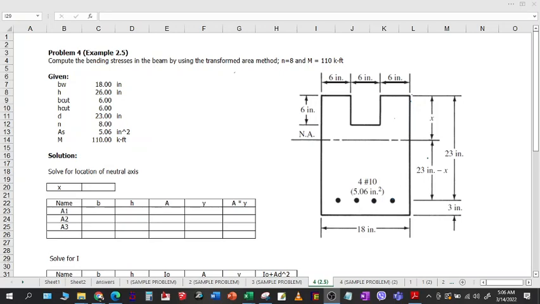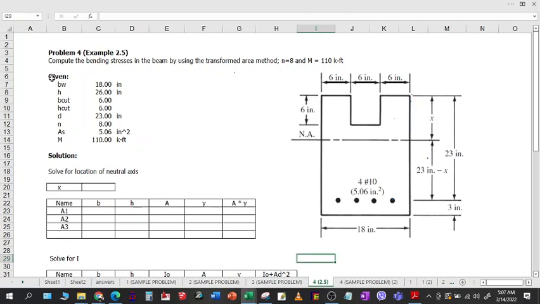Problem number 4, example 2.5. Compute the bending stresses in the beam by using the transformed area method. N, or modular ratio, equals 8, and M, or bending moment, equals 110 kip-foot.